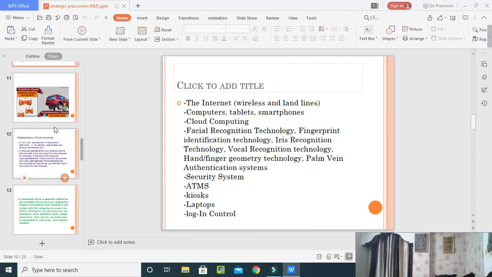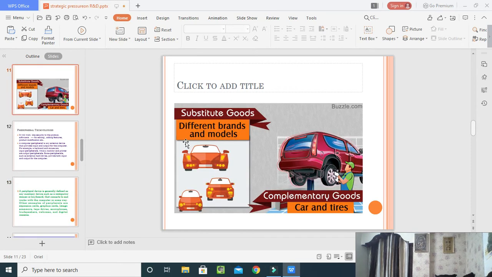Now here is one example in a picture. We can say these are complementary goods, car and tires. For your explanation, I have taken this picture. Different brands and different models come under substitute goods. We need a car. A car is a vehicle used for transportation of a person or group of people from one place to another, depending on the condition and time. So we have different models and brands in the market.